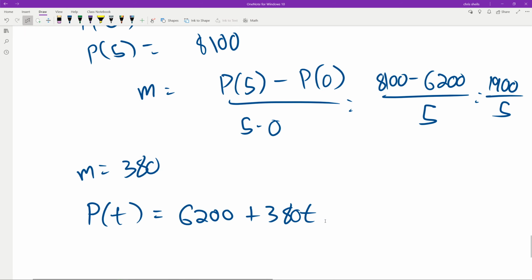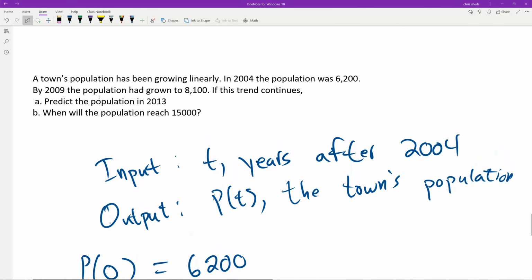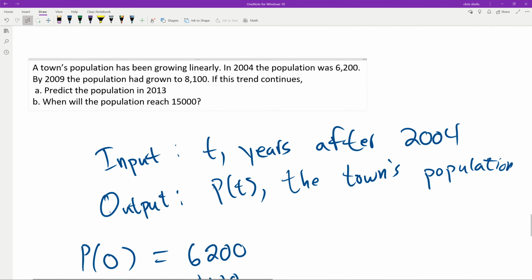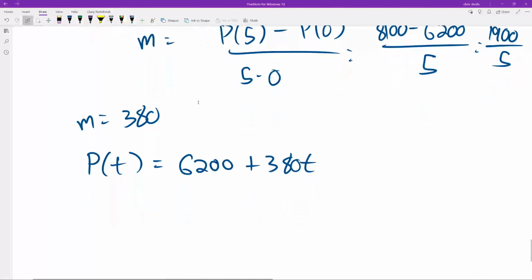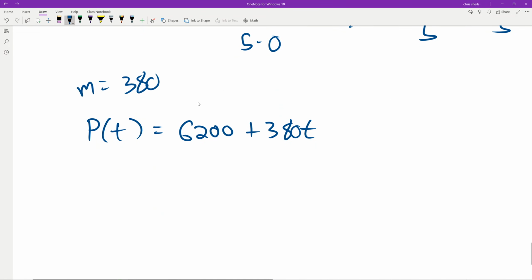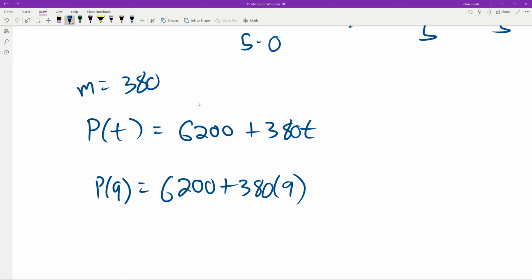So now that I have a formula, I want to predict the population in 2013. 2013 is 9 years after 2004, so I'm looking for P of 9. This is 6,200 plus 380 times 9.